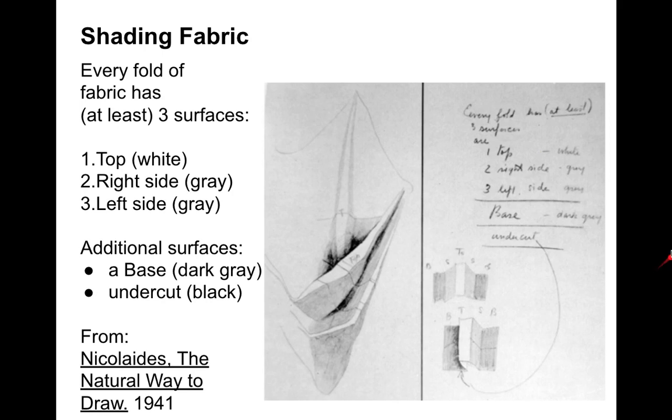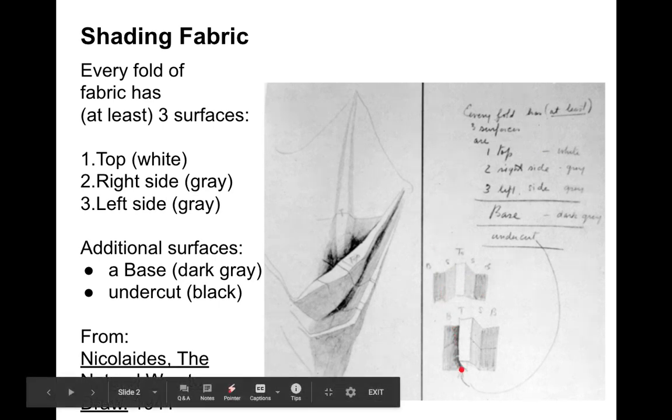And this is kind of a hard to see image. It's from a book, Nicolaides' The Natural Way to Draw. And you can see written in here what I just repeated. The top side is this top area here. The sides are here and here. The base is right there and there. And an undercut is inside this area.